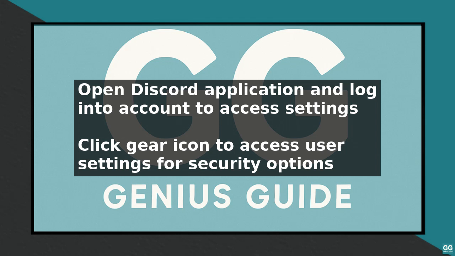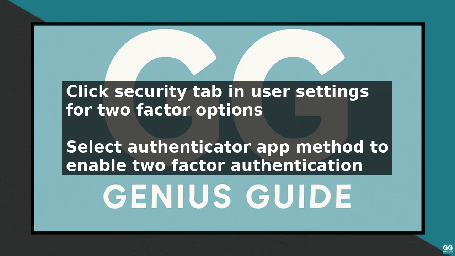The Security tab will display various account security options, including two-factor authentication. To enable two-factor authentication, click on the two-factor authentication option and select the Authenticator app method. You will be prompted to scan a QR code using an Authenticator app such as Google Authenticator or Authy. If you do not have an Authenticator app, you can download one from the App Store on your device.